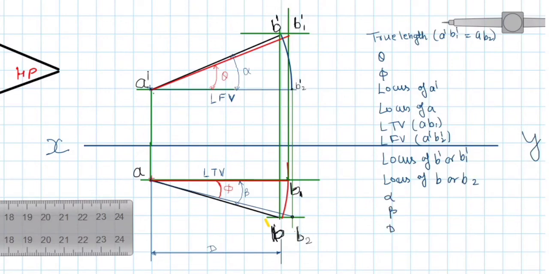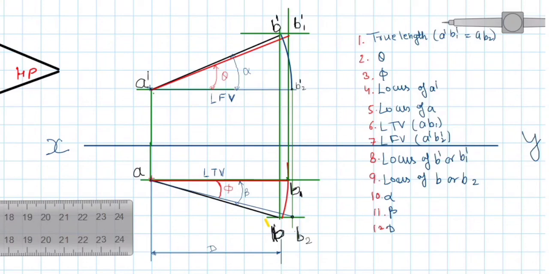So these 11 datas we can find out from this method which I have just explained. If you have these datas, you can draw the projections, these 12 datas, the projections of the inclined line. You can solve any questions. I hope it is clear to all.